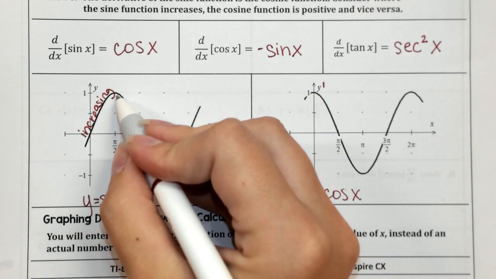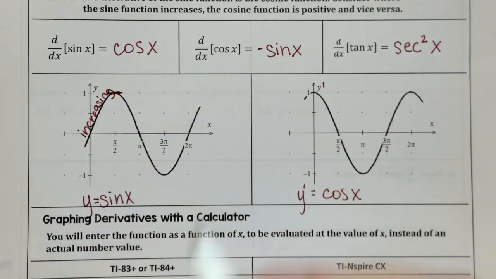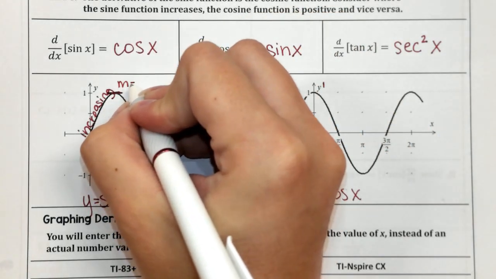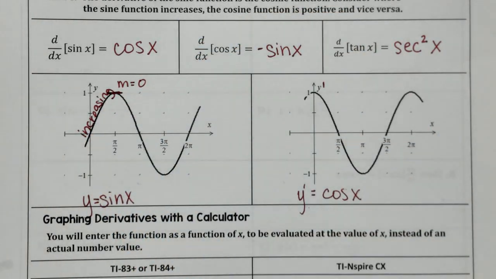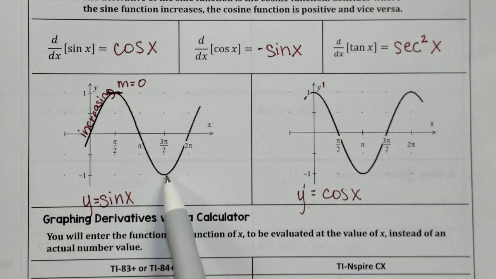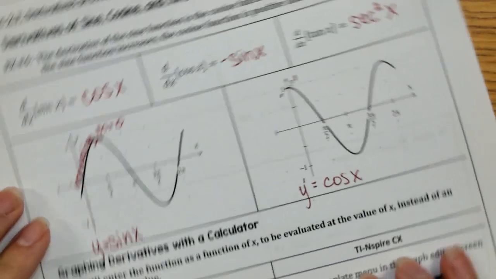When you get to pi over 2, I hit the relative max, and what's my slope at the relative max? 0. Which means I'm going to start what, Logan? Decreasing. So from pi over 2 to 3 pi over 2, I'm decreasing. And I cannot write at that angle.